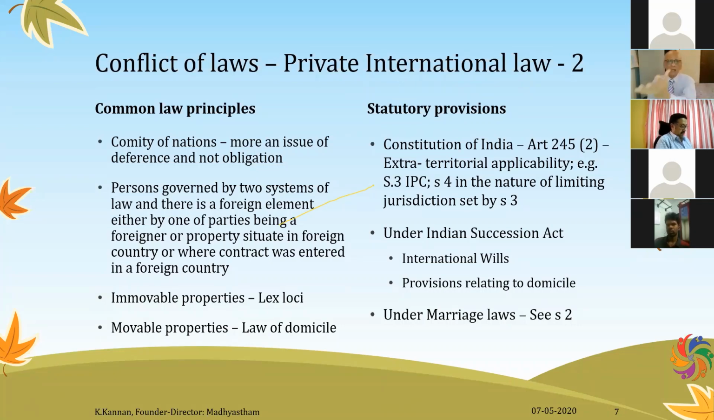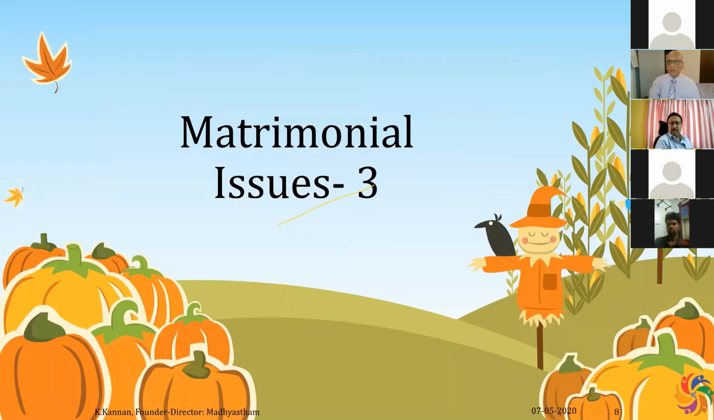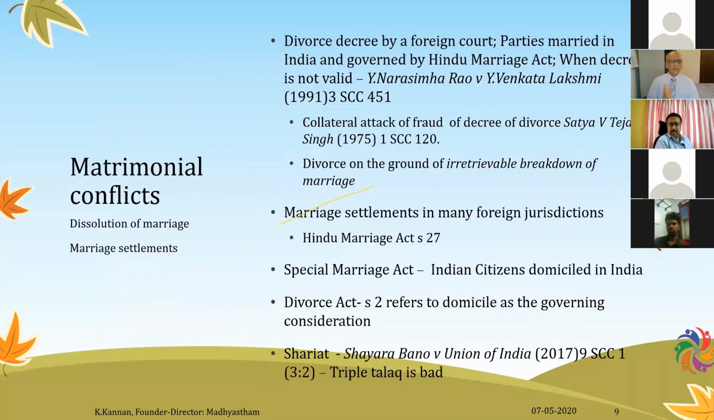So these are some of the principles to understand how a judgment could be tested as valid or not. These principles will put them through for your understanding. And this will be the last segment of what I said I will do. The matrimonial issues can come in these ways. What are the ways I see? A divorce decree by a foreign court, where the parties married in India, governed by the Hindu Marriage Act.